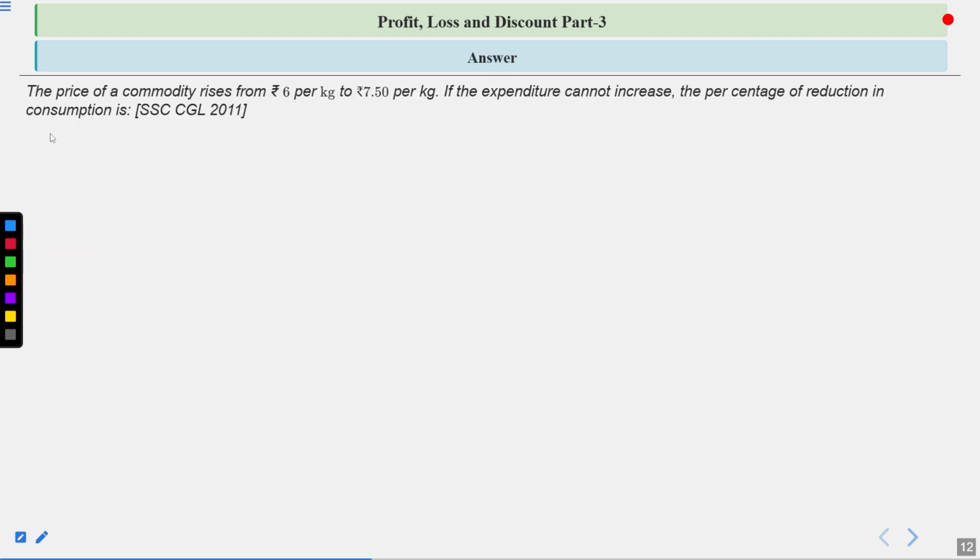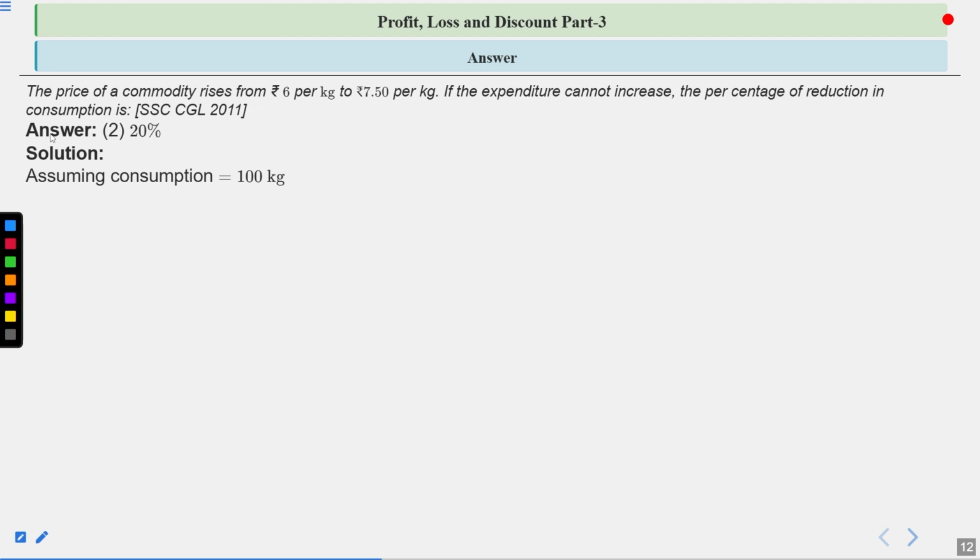The question says that the price of a commodity rises from 6 rupees per kg to 7.5 rupees per kg. So it is increased by 1.5 rupees. The question says that if the expenditure cannot increase, what will be the percentage reduction in consumption. The correct answer is the second one, which is a 20% reduction in consumption. Now see the detailed solution of this question.